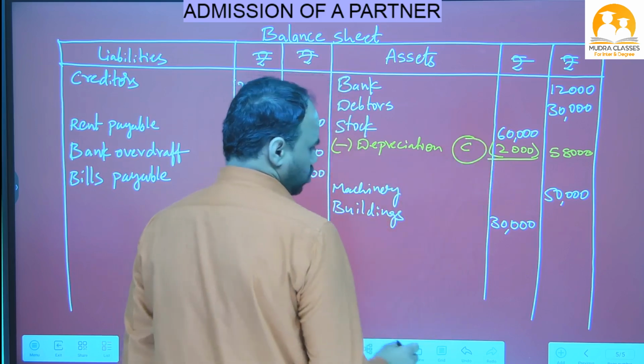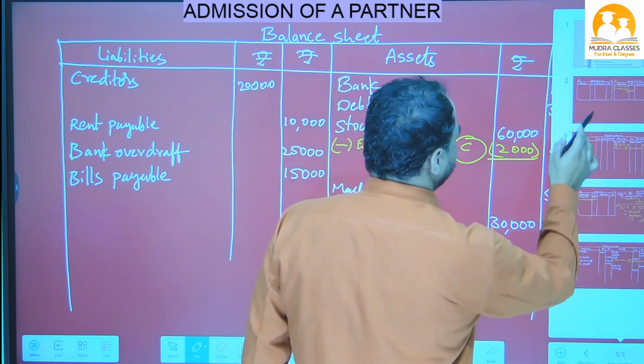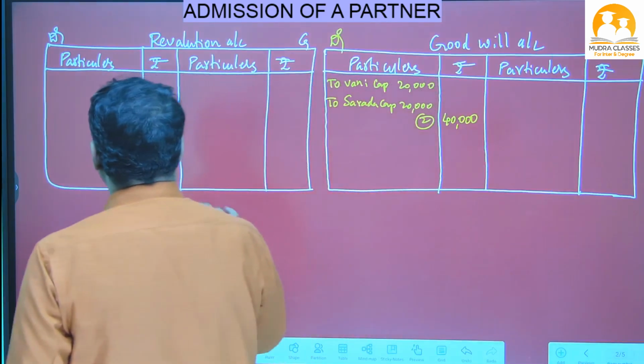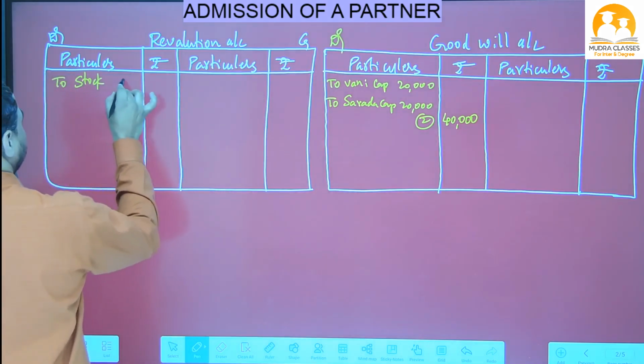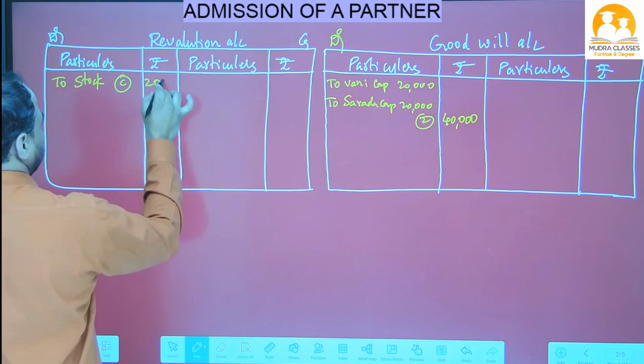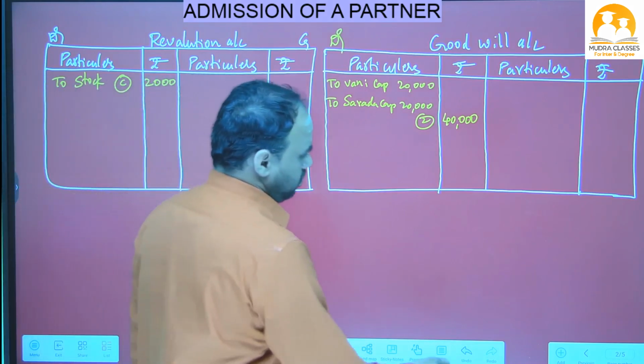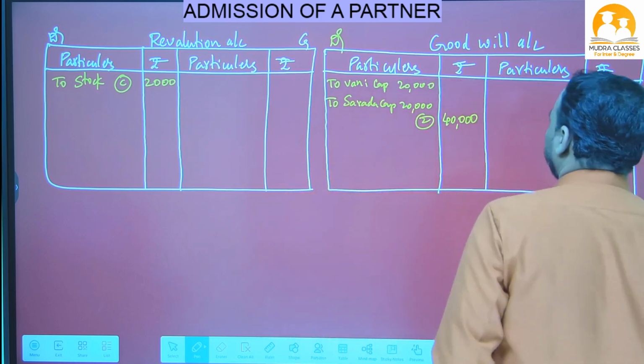Now this is the loss to the business. So one more time we will write in the revaluation account debit side to stock, adjustment number C, 2,000 rupees. Okay. Now come to the next adjustment.